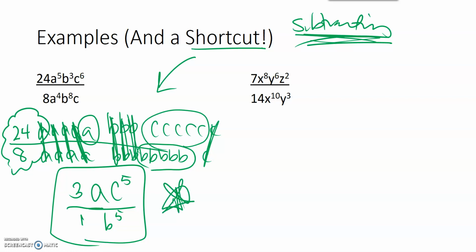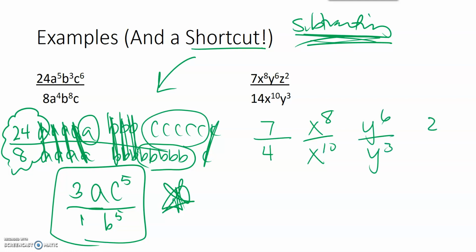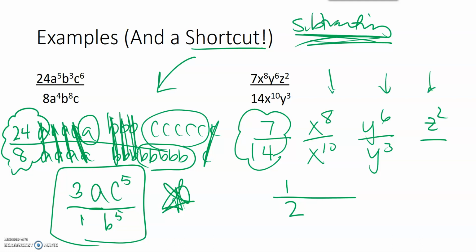What I'm going to do is write each component out separately. Y to the 6th over y cubed, and that z is over nothing. Sorry, z squared. So I treat each one of these separately. Now, my coefficients, I divide. I don't subtract here. 7 over 14 is really 1 over 2.